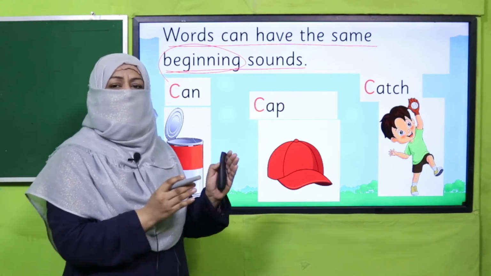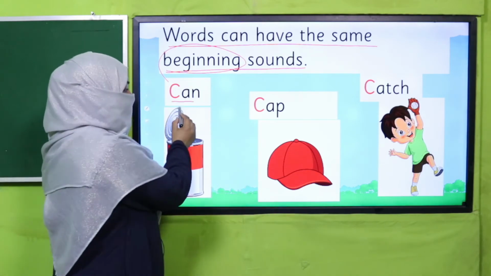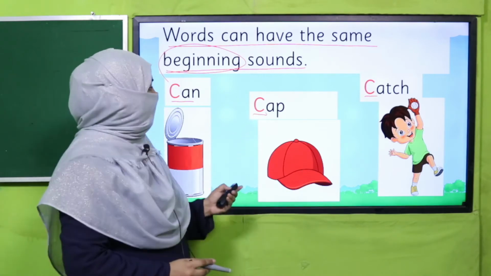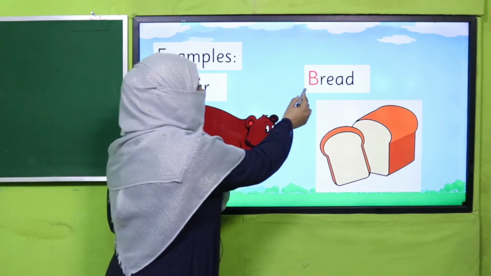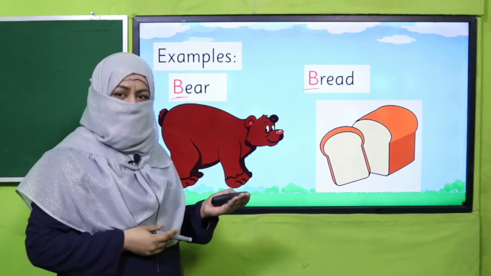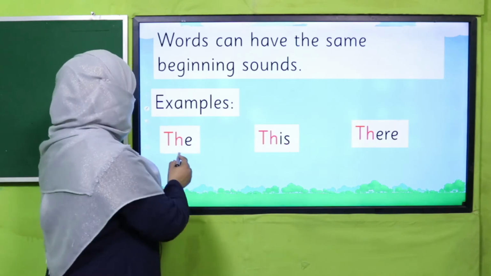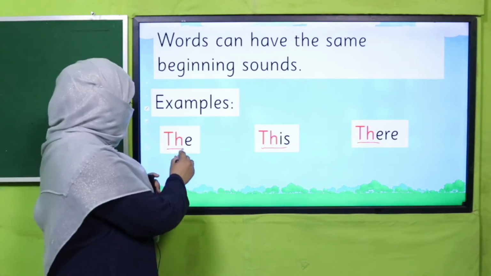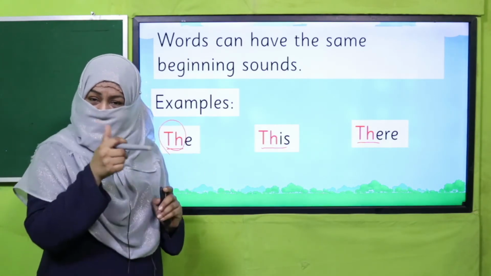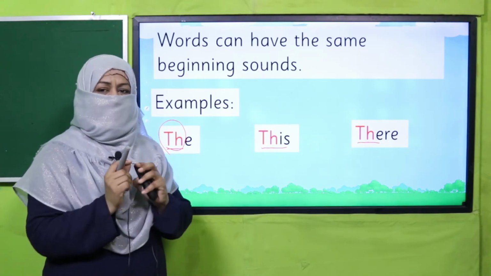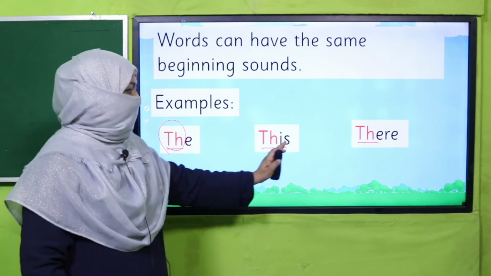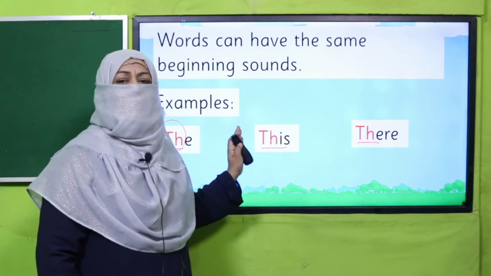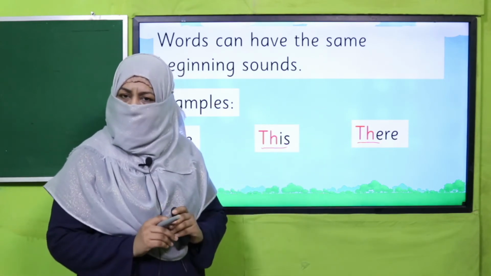So there are words which can have the same beginning sound, as can, cap, catch, all have the same beginning sound. The next example is bear and bread. They have the same beginning sound. And the, this, and thing. All these words also have the same beginning sound. And what is that? By the way, it's a digraph. Good, my children are smart. It's a digraph because two letters are joining to make one sound, and here all these three words have the same sound. That's the, this, there. Right? So this is how words can have the same beginning sound.